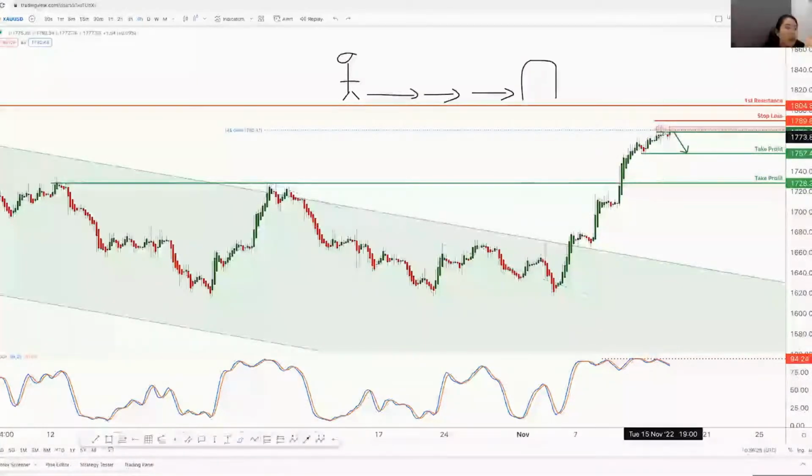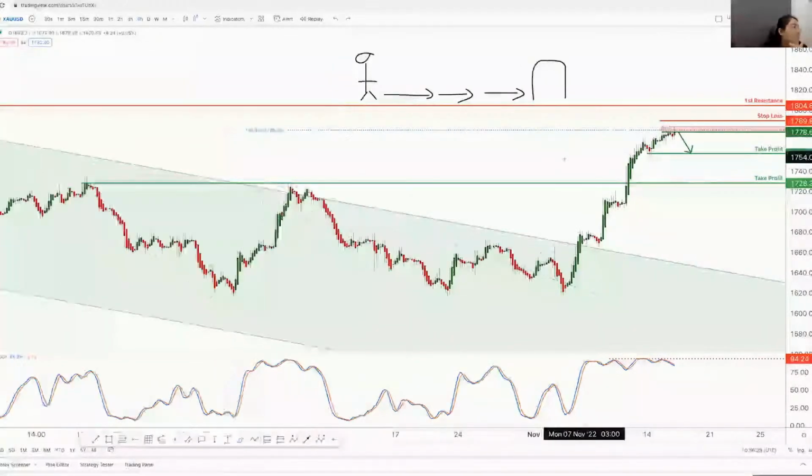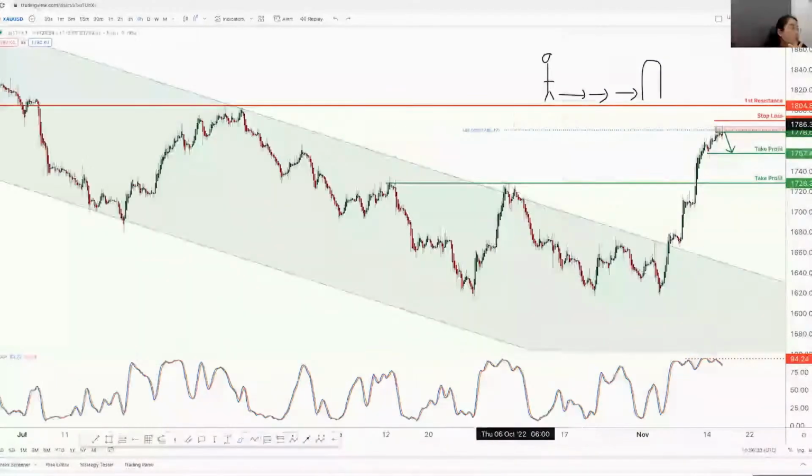The resistance that is showing right now is the candlesticks showing that reversal pattern. Number two, the Fibonacci level. Number three, there was something else. There is a little form of support and resistance in this area.